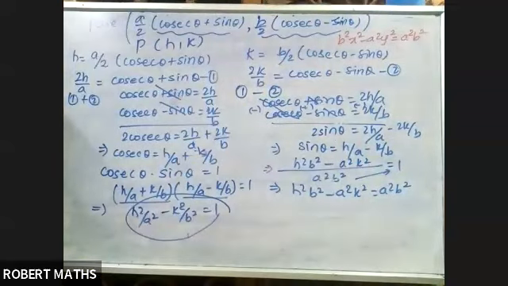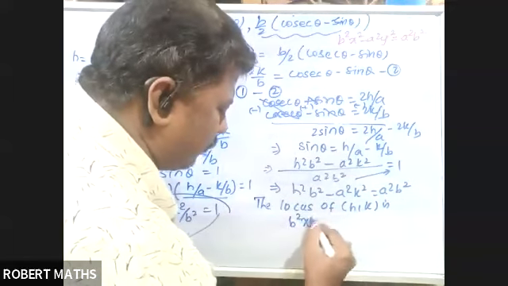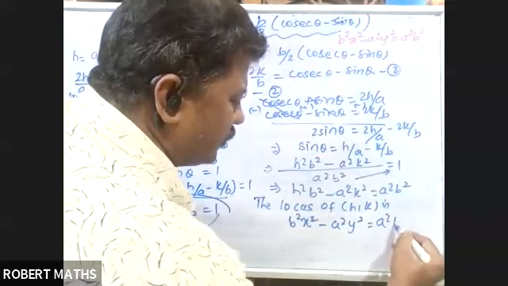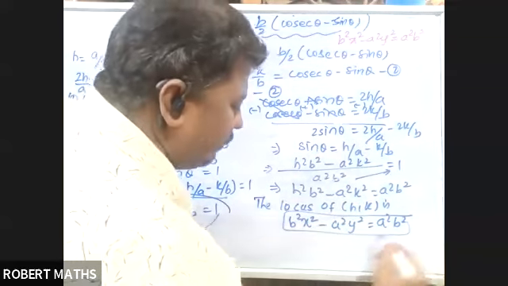Now the last step, the locus of h comma k. h and k are replaced by x and y. You can put the words, the locus of h comma k is. I can write this as b square x square minus a square y square equals a square b square. Hence the proof.